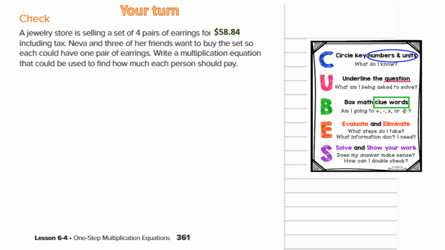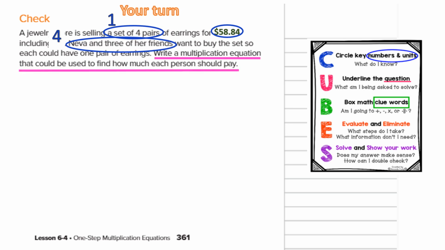All right, so hopefully you read it and you cubed it, right? You were reading a jewelry store selling a set of 4 pairs. So I have 4 pairs of earrings for $58.84. So a set is one $58.84. And then it says Neva and 3 of her friends. So that gives me 4 people, right? They want to buy the set, so each could have 1 pair of earrings. Write a multiplication equation that could be used.